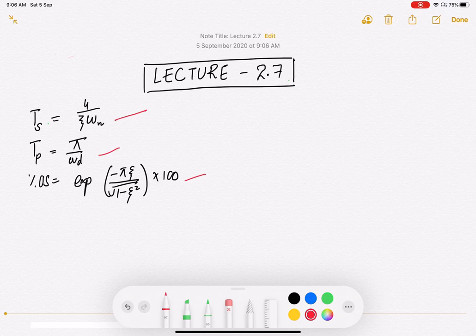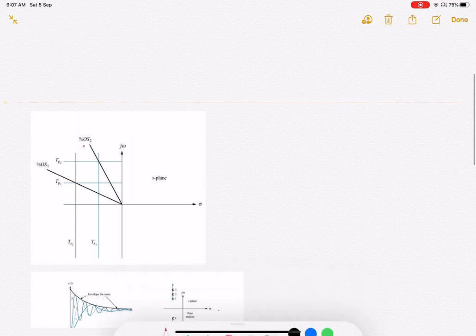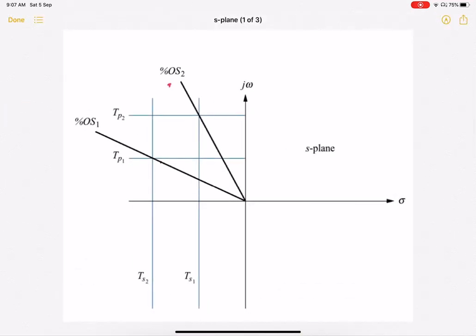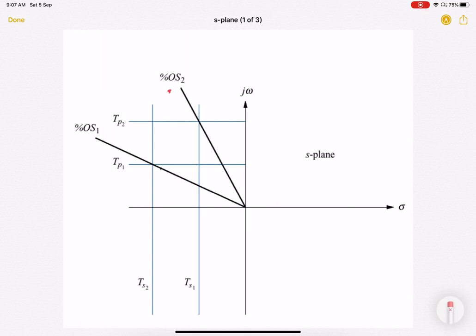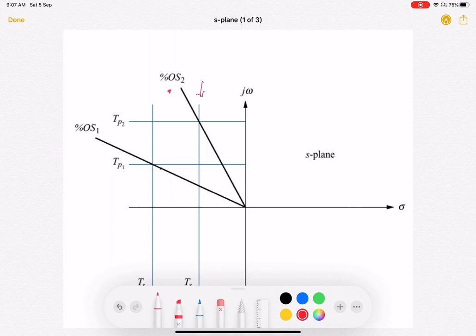As you know, for the underdamped second order system, the pole locations are given by s1, s2 equal to minus zeta omega n plus minus j omega d. So as we change these pole locations on the pole zero plot, how will these specifications change? Here's a plot from the book. What it shows are constant settling time lines. These two vertical lines are constant settling time lines, constant peak time lines, which are horizontal lines, and constant percent overshoot lines, which are radial lines.